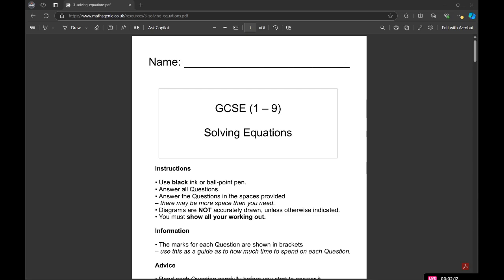For anyone rewatching this on repeat, in this session we are looking at how we solve equations. So we're looking at one, two, three step equations.